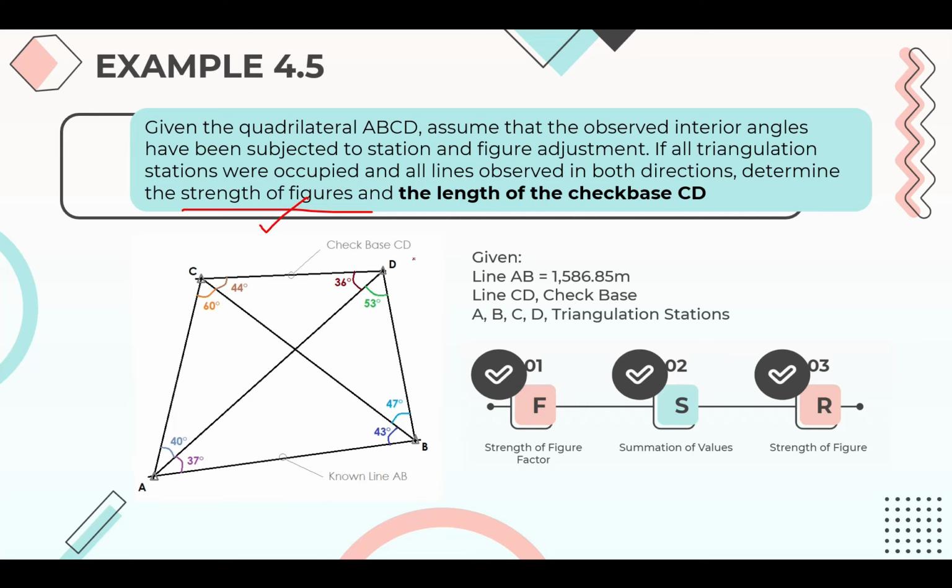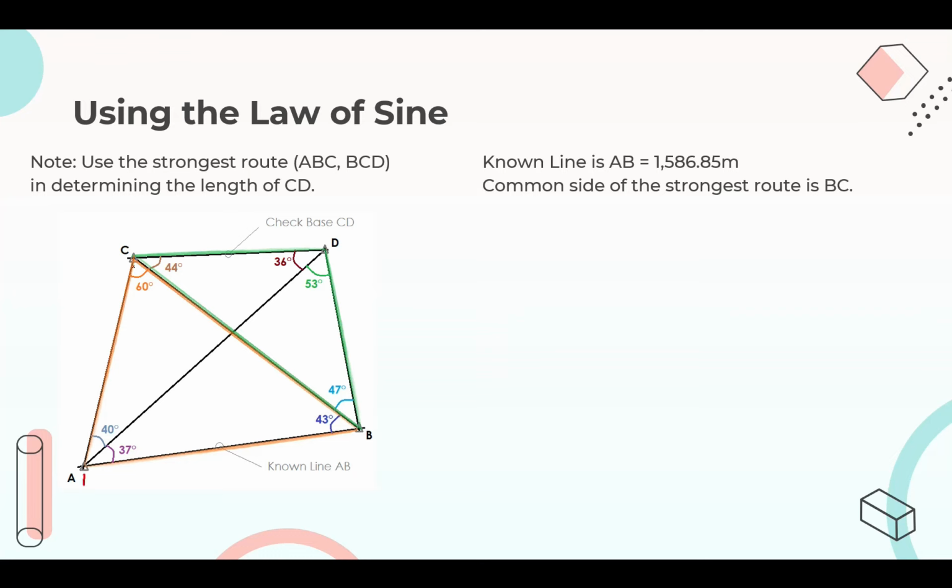You already know how to do that. And now we can solve for the length of the check base CD. So, how are we going to find the length of check base CD? By the law of sine, right? Using the law of sine. Our strongest figure, right? Triangle ABC and triangle BCD. That's our strongest route. So, these are the two triangles that we will be using.